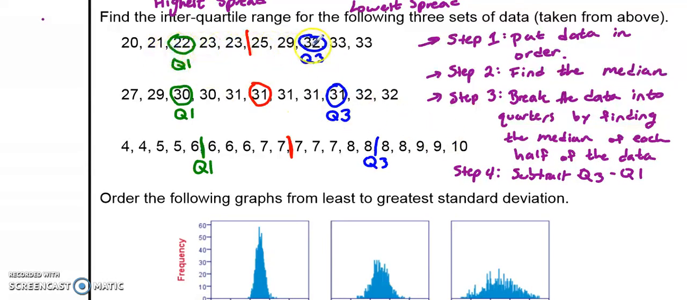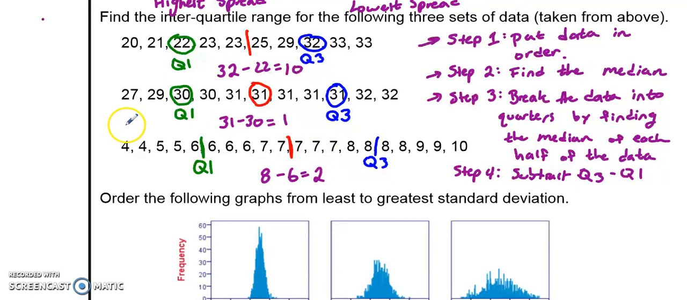So for the first one, Q3 is 32 and Q1 is 22. So let's see, 32 minus 22 gives us an interquartile range of 10. For the second one, quartile 3 is 31 and quartile 1 is 30. Those are pretty close. So that means 31 minus 30 gives us an interquartile range of just 1. For the last one, the third quartile is 8 and the first quartile is 6. So 8 minus 6 gives us an interquartile range of 2.